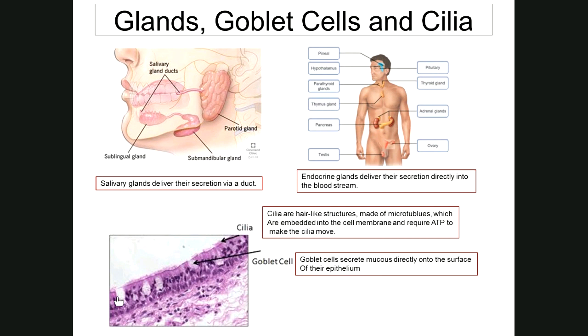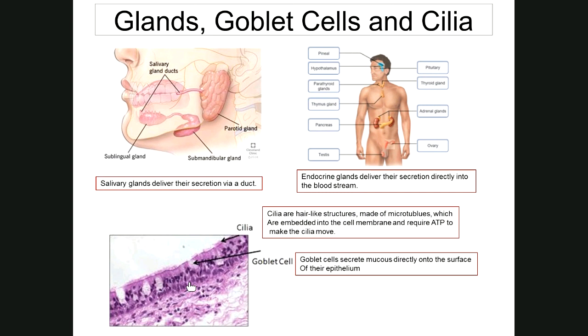Yes, that mucus protects you from your digestive processes because you are biomolecules, just like the biomolecules that you're ingesting. And those goblet cells produce mucus to put a barrier here between you and the foods that are being digested in your digestive tract. So they help protect you.